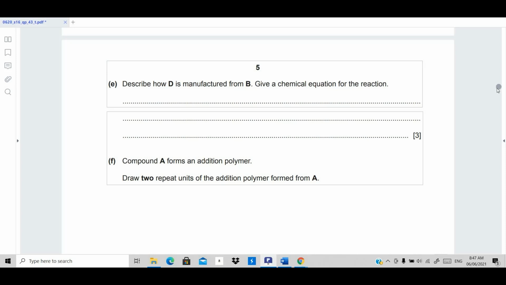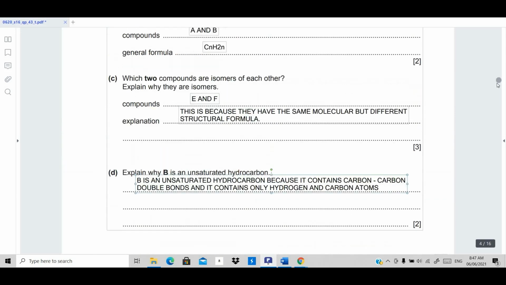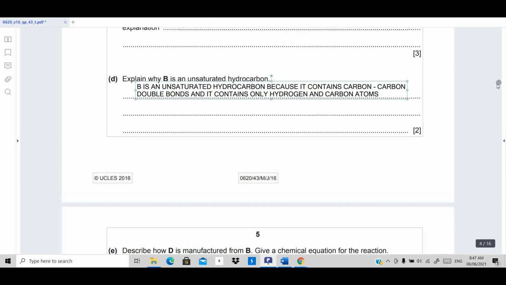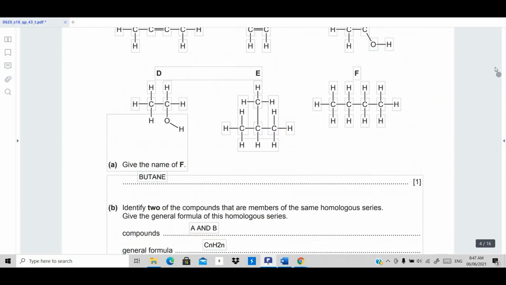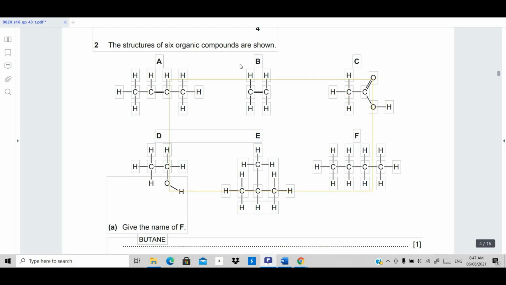So let me just check what they're asking about, because firstly I need to know what the organic compounds D and B are. They're asking to describe how D is manufactured from B. So we are using B to manufacture D. You can see here we are using B to manufacture this compound, and as I told you before, B is ethene and it's an alkene, right?